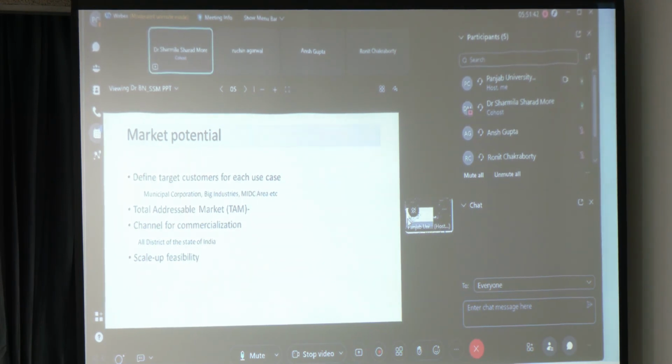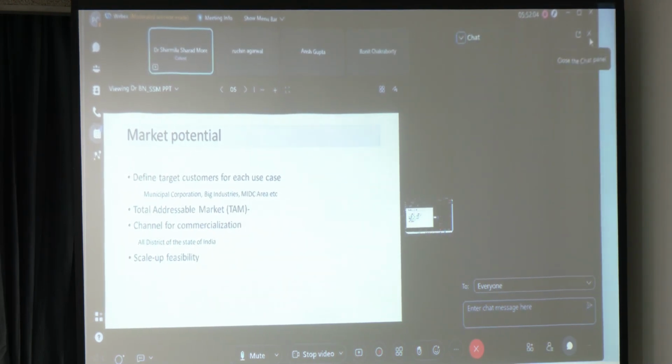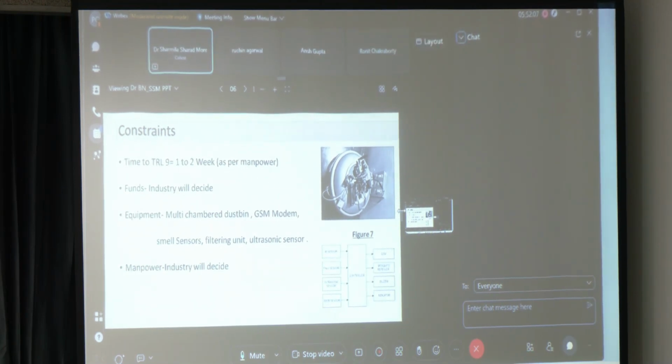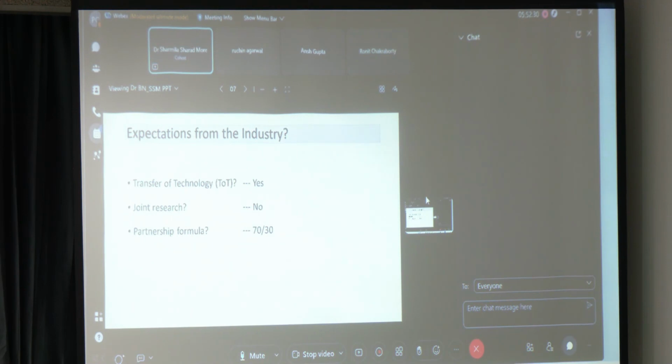The target customers for each use case are the municipal corporation, big industries, and mainly the MIDC areas. We cannot find out the total addressable market. The channel for commercialization is all districts of the state of India. The constraint is time, 1 to 2 weeks as per the manpower, and the funds are not decided; industry will decide that. The equipment needed is a multi-chamber dustbin, GSM modem, smell sensor, filtering unit, and ultrasonic sensors. And we are ready to transfer our technology.